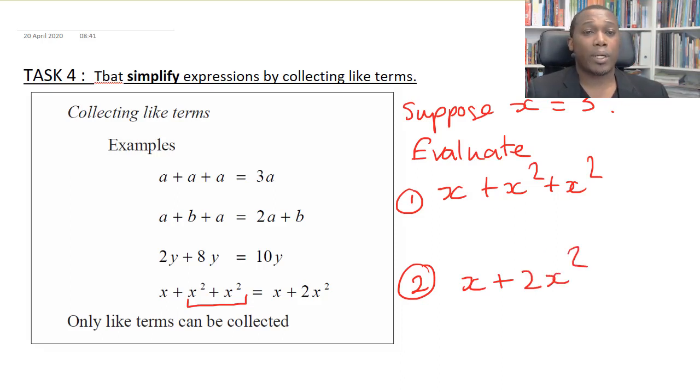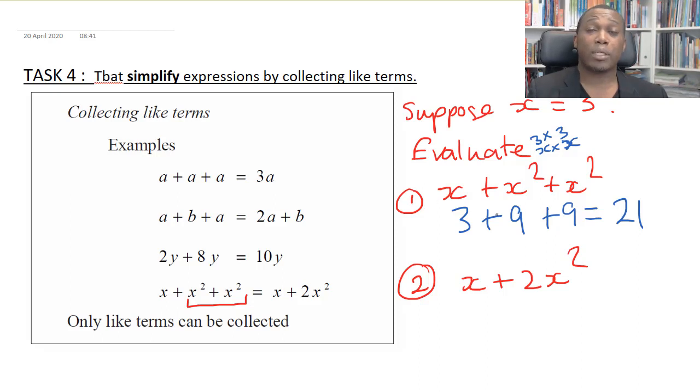Right, so let's look at what happens here. X is 3, so I have 3. And then x squared, what does that mean again? Do you remember from previous work? X squared means x multiplied by x. In other words, in this case, it means 3 multiplied by 3, which is going to give me 9. So what do I have? I have 12 plus 9, which will give you 21, or 18 plus 3, 21. Okay, so x plus x squared plus x squared is 21.